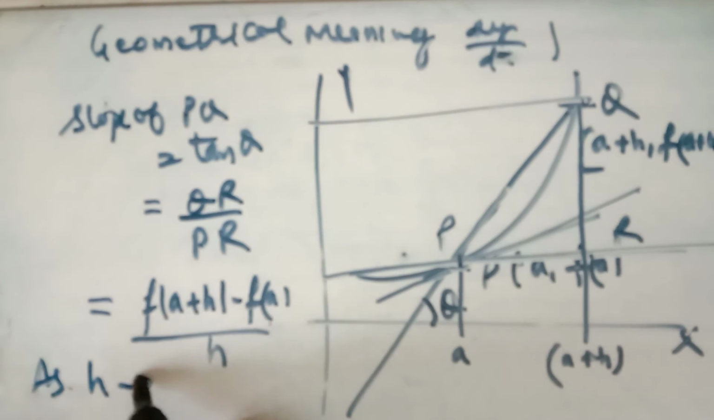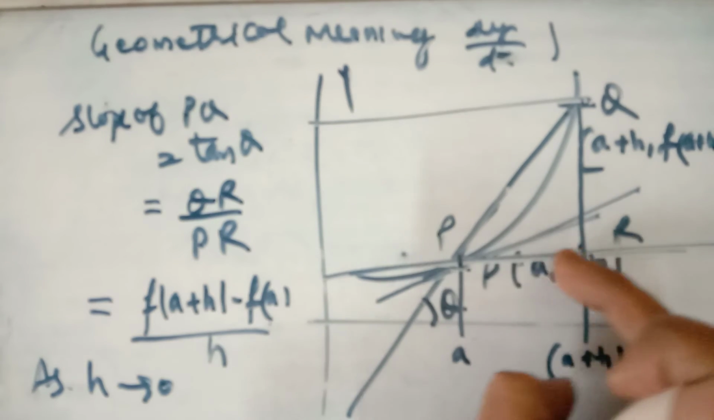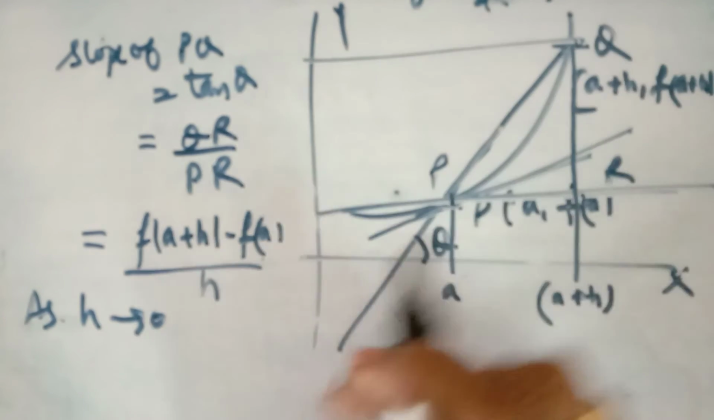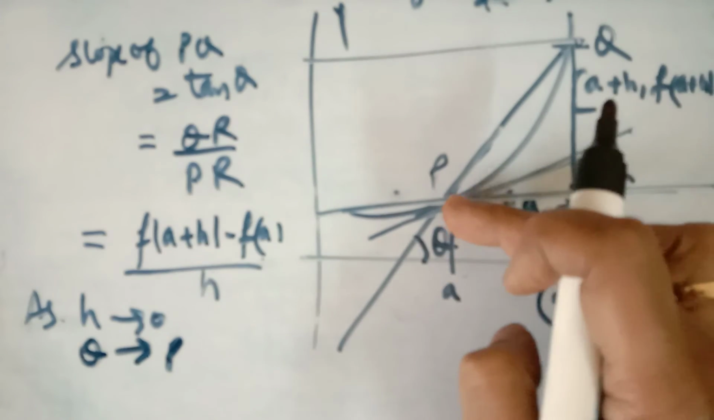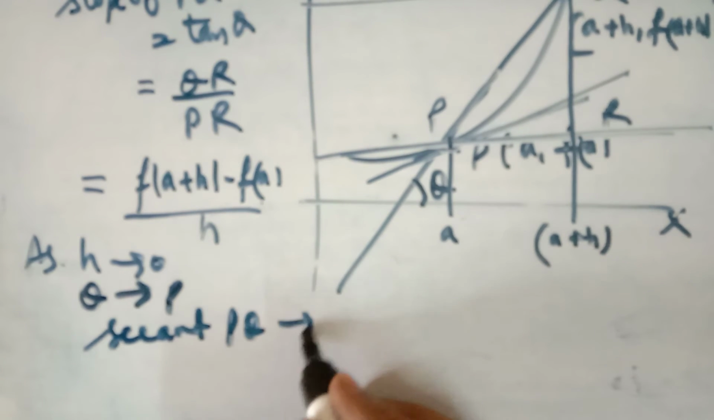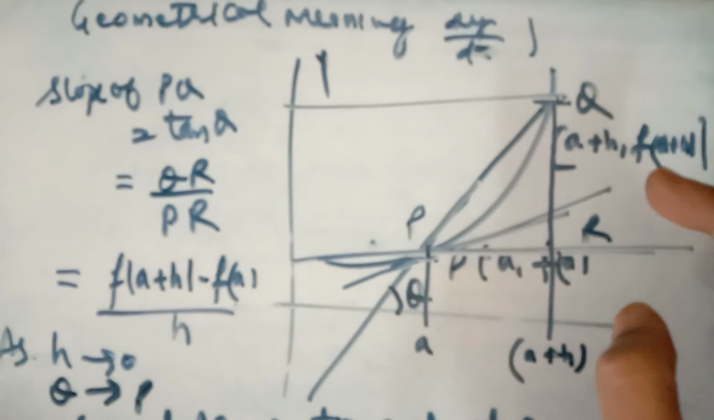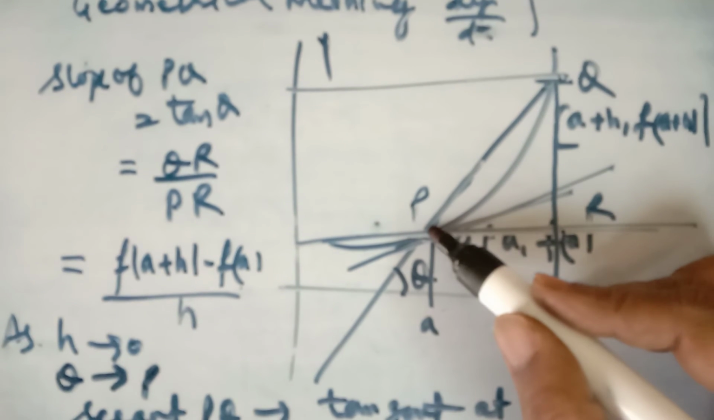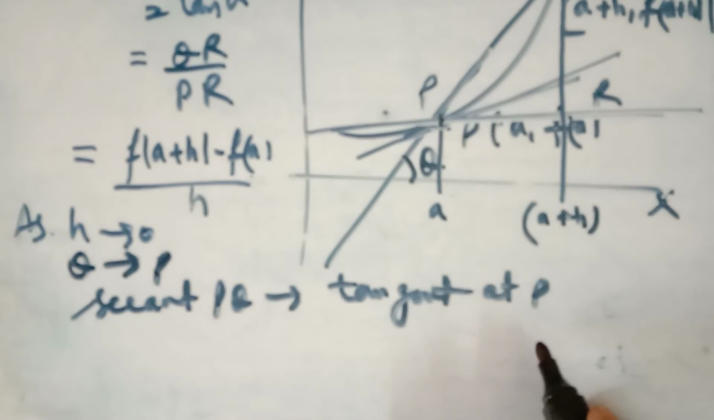Now as h goes to 0, this distance h goes to 0, and as the distance decreases, this point will coincide with P. That is, as h goes to 0, as the difference between the two points becomes 0, Q will try to come to the point P, and the secant PQ will become the tangent at P. That is, if we take the difference between these two as 0, as h tends to 0, then Q will come to the point P. The secant will become the tangent to this curve at point P.